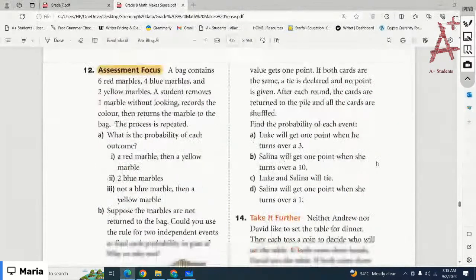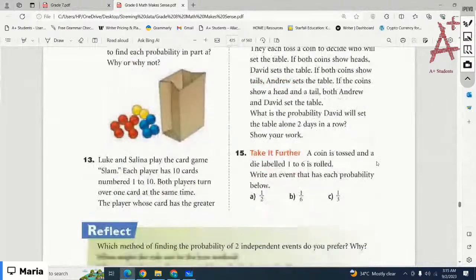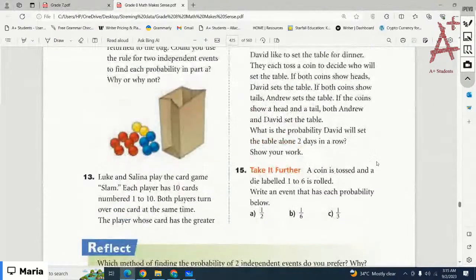Let's just look at question number 15. A coin is tossed and a die labeled 1 to 6 is rolled. Write an event that has each probability below.